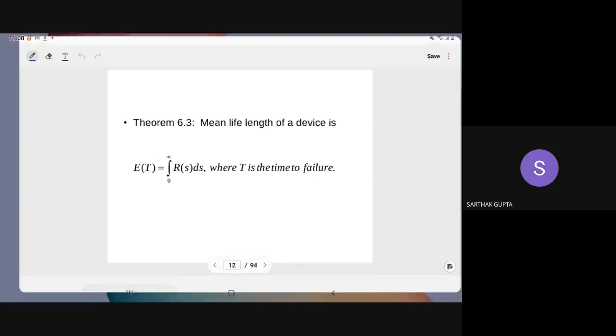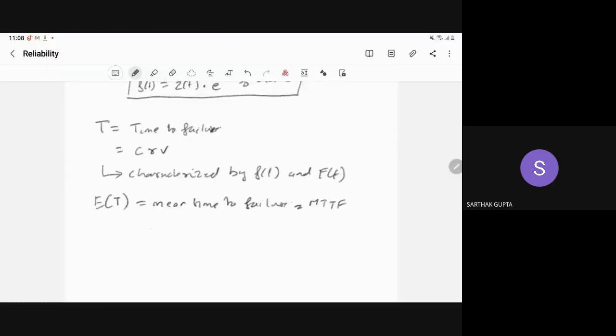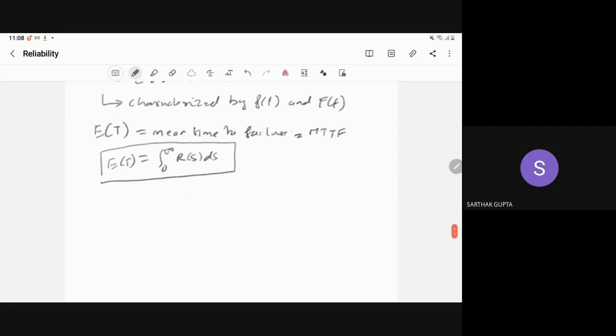So to compute the mean time to failure, it is integral R(s) ds, where R(s) is the reliability of a device or of the system. If I am saying that T is a continuous random variable, the time to failure, and f(t) is the PDF, what is the basic formula for computing the expectation?